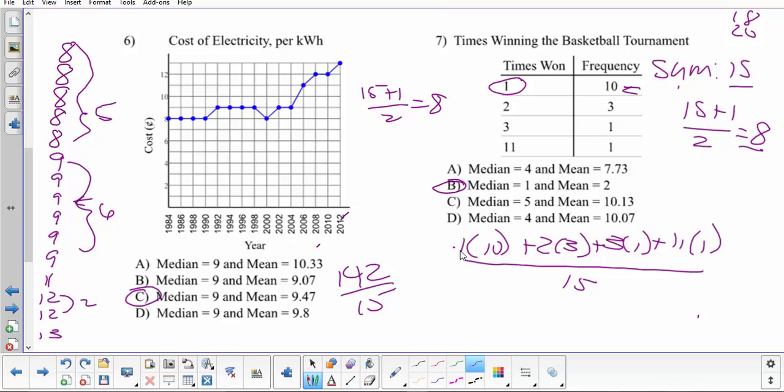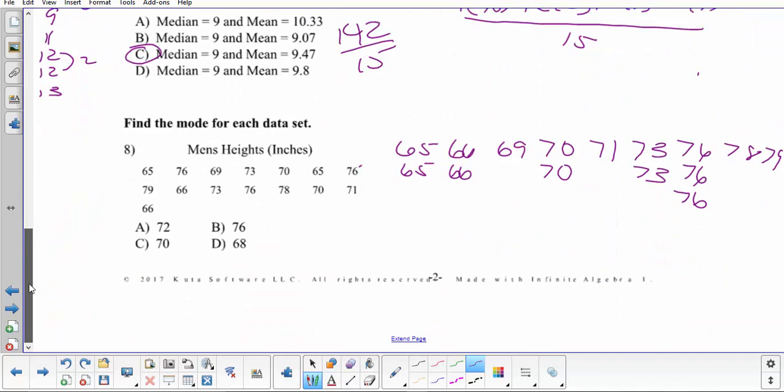But to continue, to find the mean, it would be 1 times 10 plus 2 times 3 plus 3 times 1 plus 11 times 1. Divide that by 15 would give us 2 for the mean. Question number 8 asks us to find the mode. The mode is the piece of data that occurs the most often. What I did to help me organize it was I rewrote it with repeats on top of each other, so I could quickly look and see there were 3 76s, which means 76 is the mode.